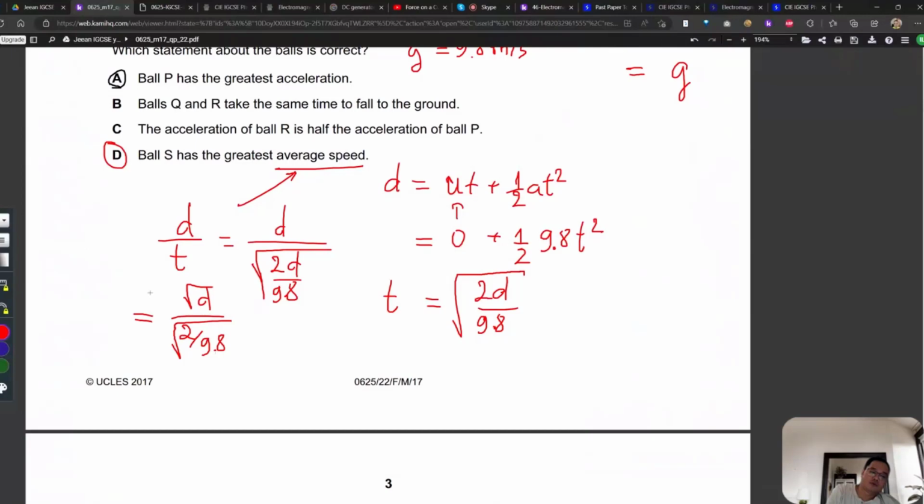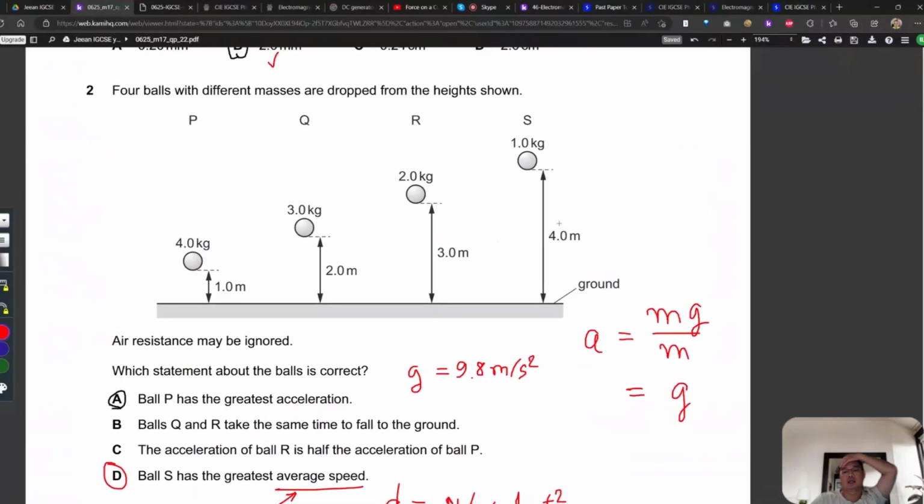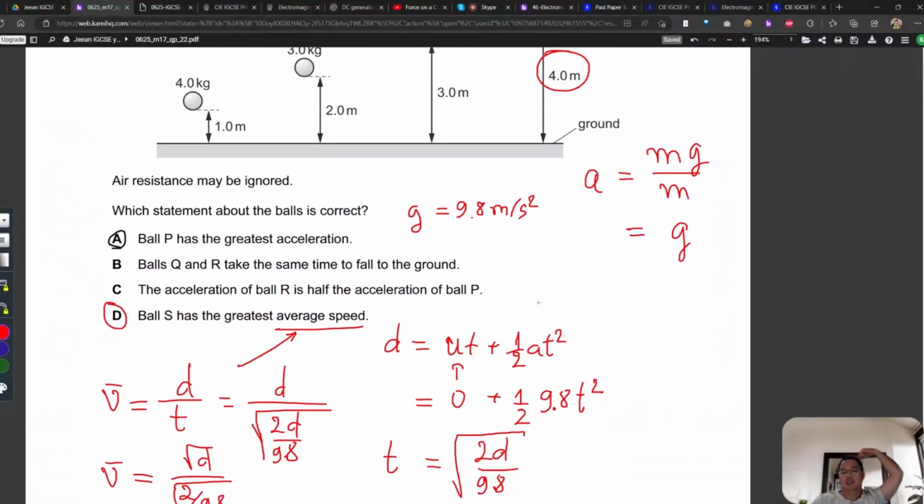So according to this equation, this is the average speed. According to this equation, the average speed is greatest for the ball with the highest height from which it was dropped, which means this ball, 4 meters. Okay, the ball S has the greatest average speed.